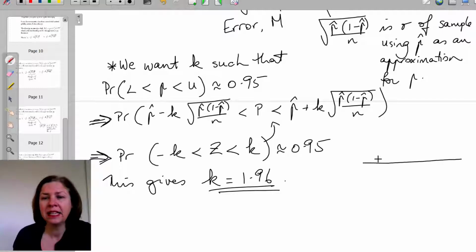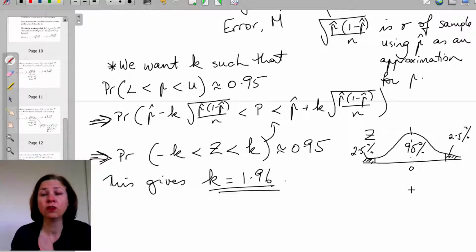So what I'm looking at now is my Z curve. So basically, here's my Z curve. This is 2.5% at this end, and this is 2.5% at this end, which means I've got 95% in the middle. That's 0, okay? So this is K, and this is negative K. All right, that's a familiar problem to us.